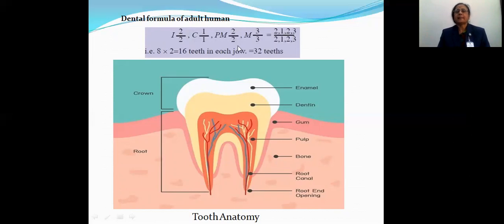In this way, 8 into 2 is equal to 16 in each jaw, that is 32 teeth are present.